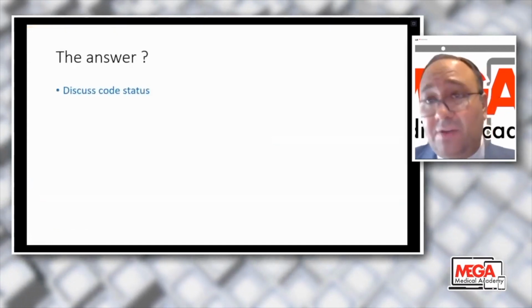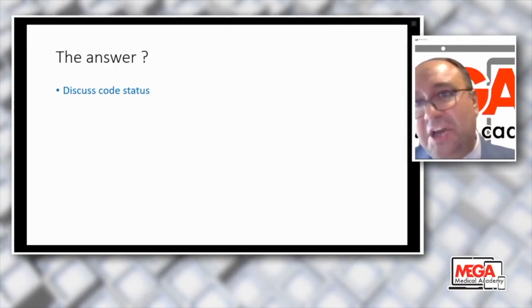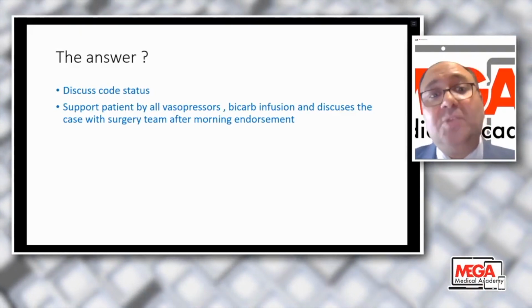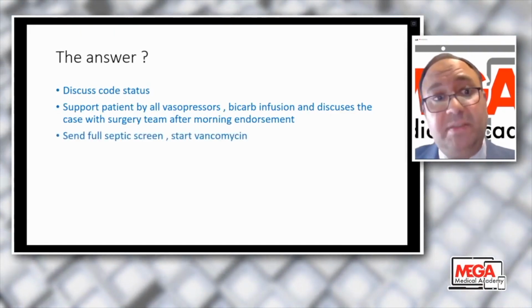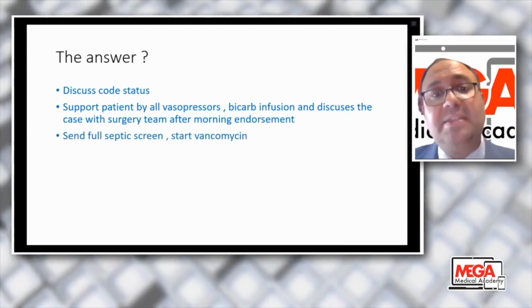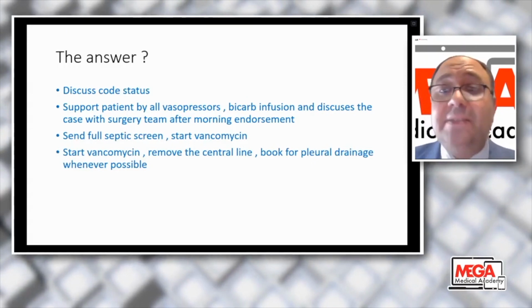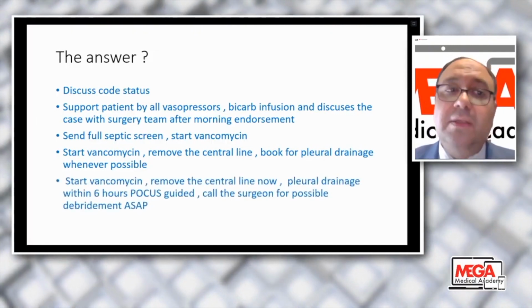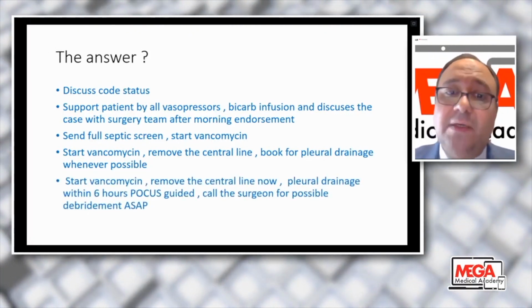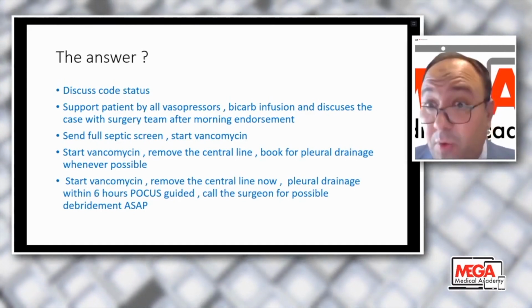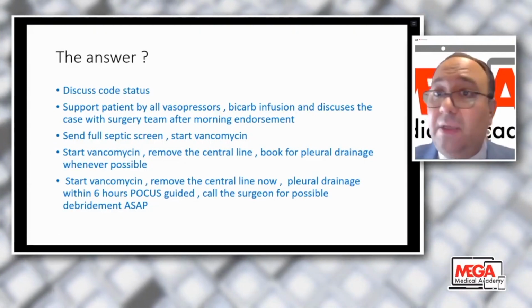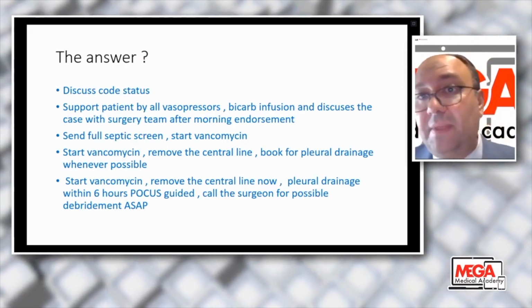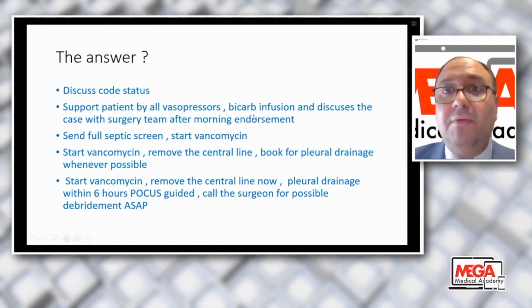The options are: discuss the code status again and make him DNR; or support the patient with all vasopressors and bicarbonate infusion; or discuss the case with surgery after morning endorsement; or send a full septic screen, start vancomycin, remove the line, and book for pleural drainage whenever possible. The final option: start vancomycin, remove the central line now, do pleural drainage within 6 hours by point of care ultrasonography, and then call the surgeon for possible debridement as soon as possible. One minute allowed for answering.